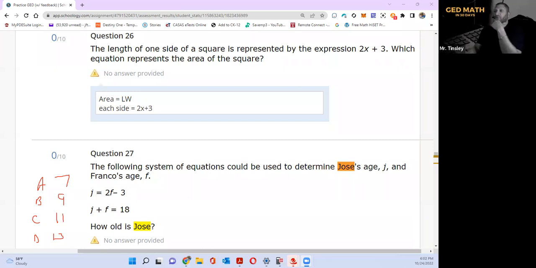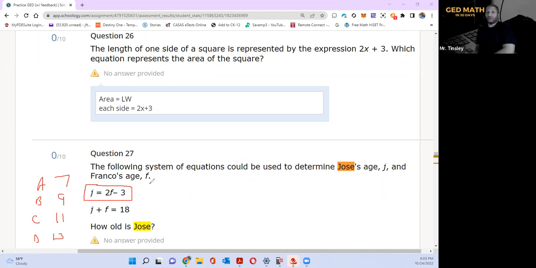So let's look at this first. The following system of equations could be used to determine Jose's age, J, and Franco's age, F. So first, I'm going to show you how to do this algebraically. A system of equations, the first step you want to do is get rid of one of the variables. Well, this example basically already does it for you, because it tells you what J is.